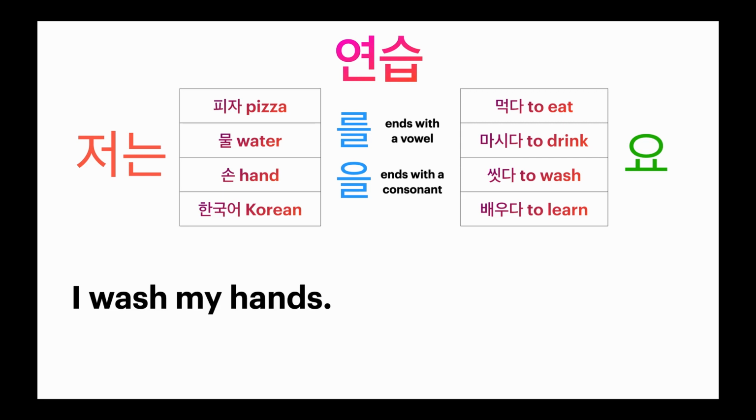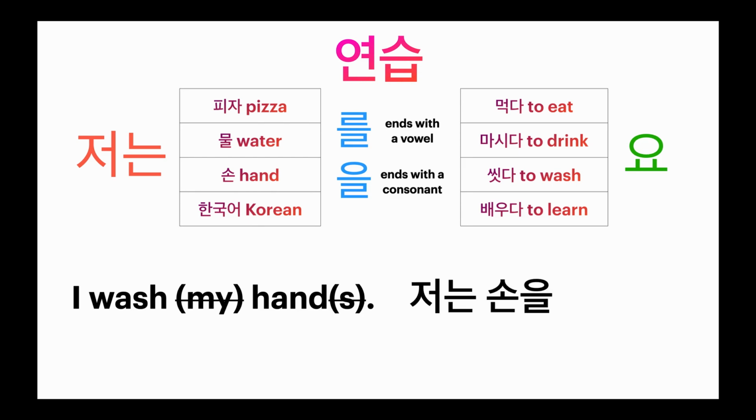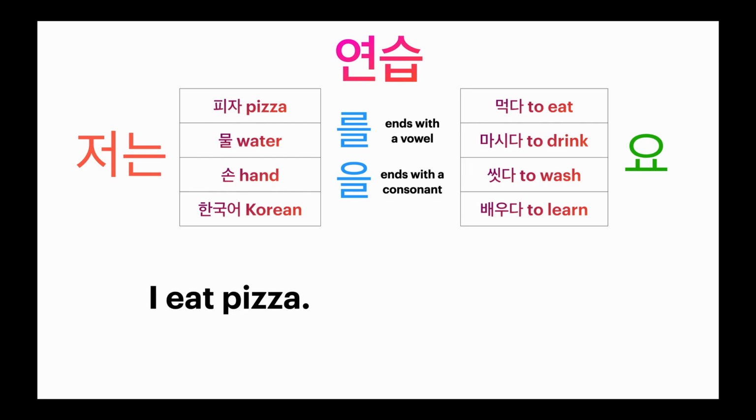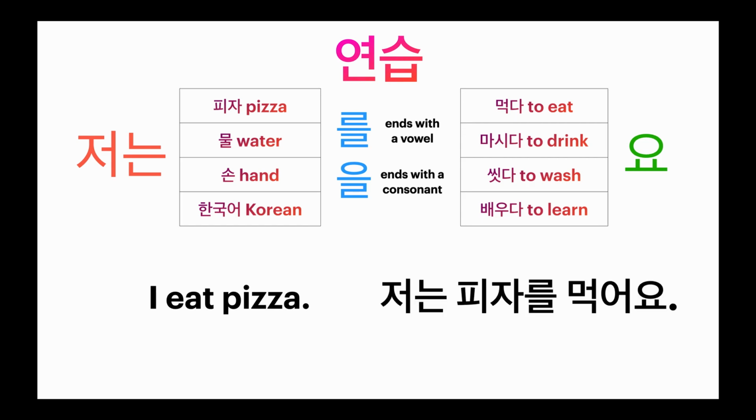I wash my hands. Now in Korean, there is a way to specify my, and there is a way to pluralize hands, but in a sentence like this in which you're most likely not washing someone else's single hand, it's not quite necessary to specify my or pluralize, so this sentence is more naturally said as I wash hand. So what do you think? 저는 손을 씻어요. 저는 손을 씻어요. And do you remember? I eat pizza. 저는 피자를 먹어요.